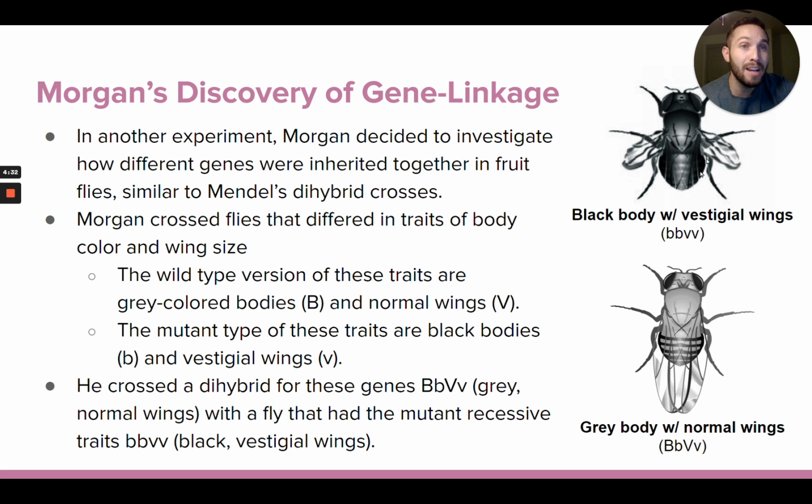So this fly has a black body and vestigial wings, which means it's homozygous recessive for both, because those are recessive traits. And we're going to cross it with a dihybrid fly. This fly is heterozygous for body color. It has a gray allele and a black allele, which means it's going to have a gray body because gray is dominant. It has a dominant allele for normal wings and a recessive allele for vestigial wings, but phenotypically it's going to have normal wings because normal wings is dominant. So he's basically taking a fly like this and crossing it with a fly like that.